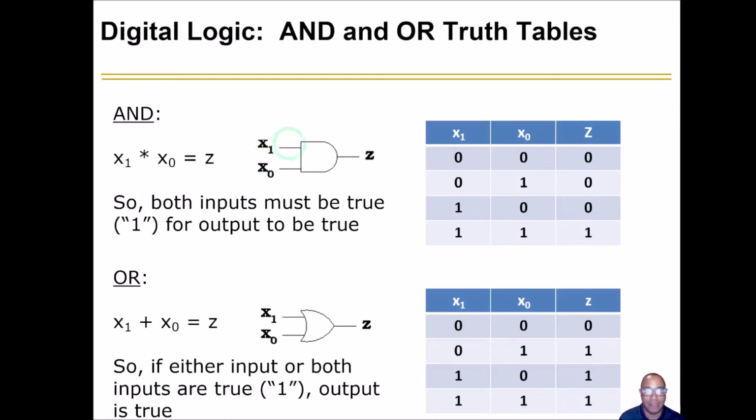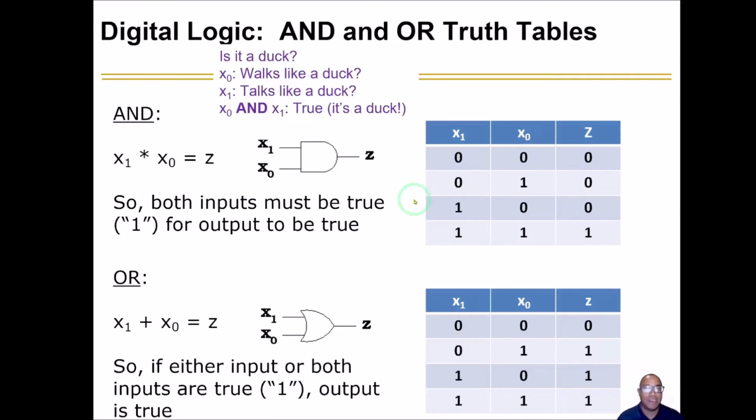So in this example, we have one input, x1, another input, x0, and based off of these and an operator, it's going to spit out a true or false, or 1 or 0. Let's go through a very simple example that I think makes sense if you've never seen these operators before. The first example uses the AND operator: is it a duck?